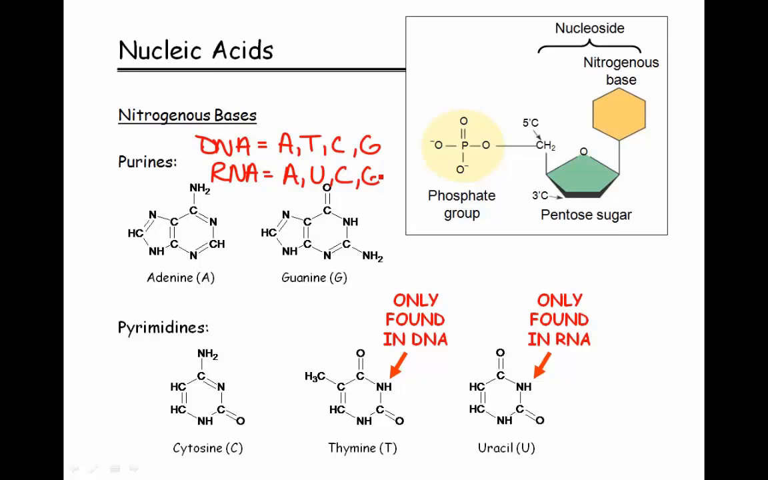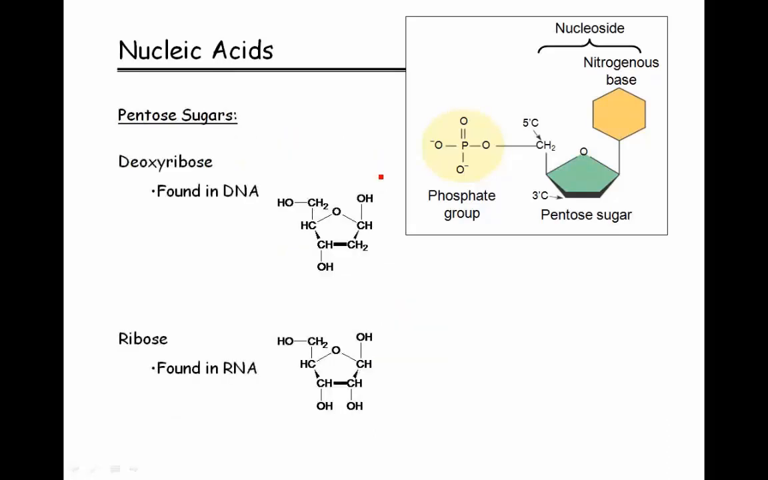Now, if we move on to talk about the pentose sugar component. With the pentose sugar, it is definitely a 5-carbon sugar, and that's why we call it a pentose. And this is really where the names come from. DNA always has deoxyribose as the pentose sugar, and RNA always has ribose as the pentose sugar. Now, the only difference between the two is that we've got an extra hydroxyl group here in the ribose that you don't find in the deoxyribose, so it is missing there.